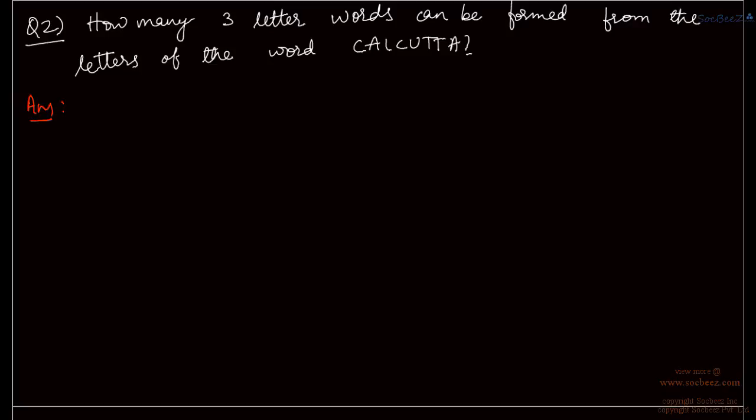Okay, let us first write down the number of similar letters here. So we have 2 C's, we have 2 A's, 2 T's, 1 L and 1 U. Right, so there are 5 different types of letters here, with L and U being just single, and C, A and T having 2 letters each. The total is 8.